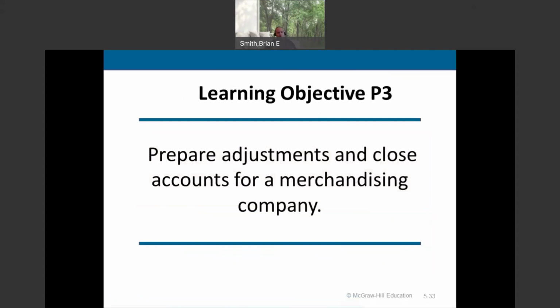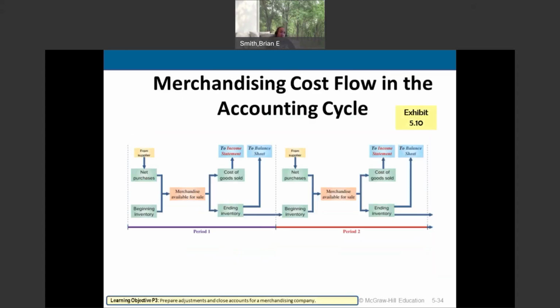All right, so that's kind of the nitty gritty for your merchandising company. We do have adjusting journal entries and closing journal entries to do for a merchandising company as well. You're going to find that they're very, very similar. Now, cost of goods sold is an income statement account, right? We're putting that on our income statement. That's important to know.